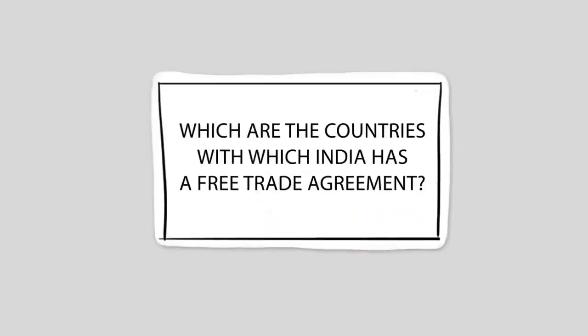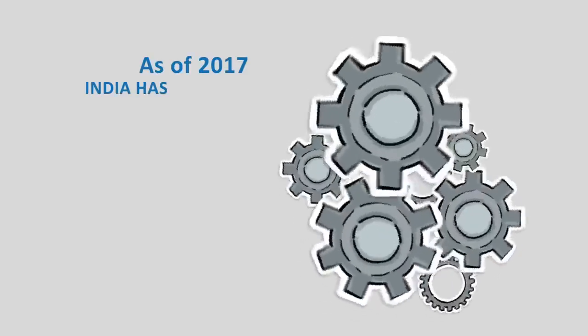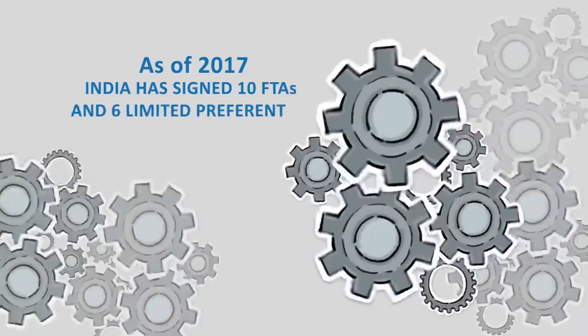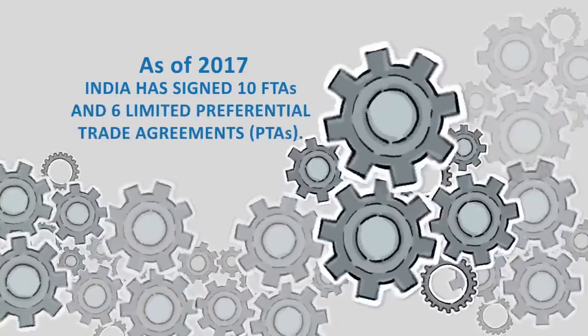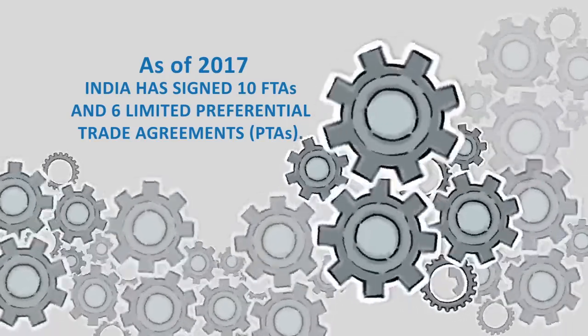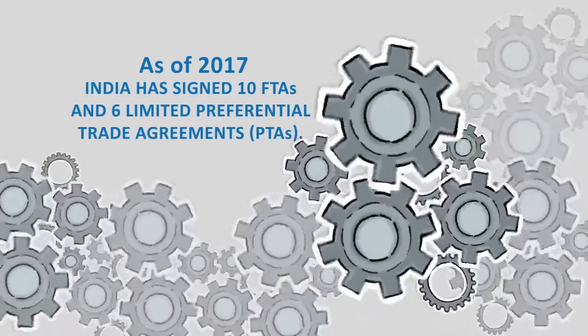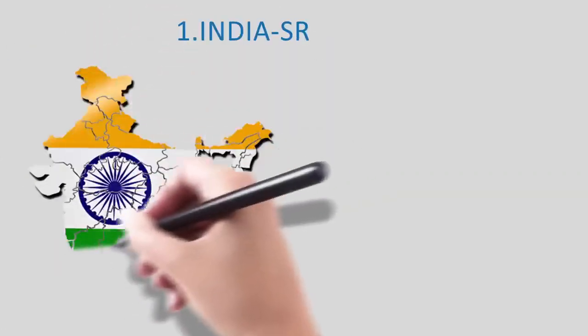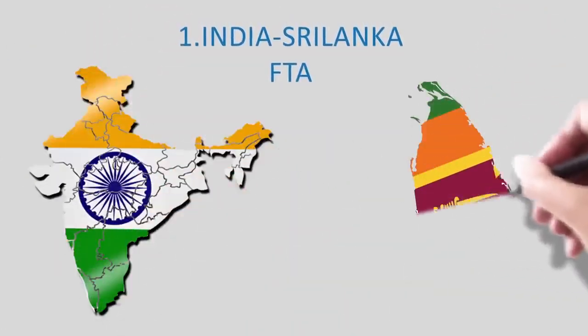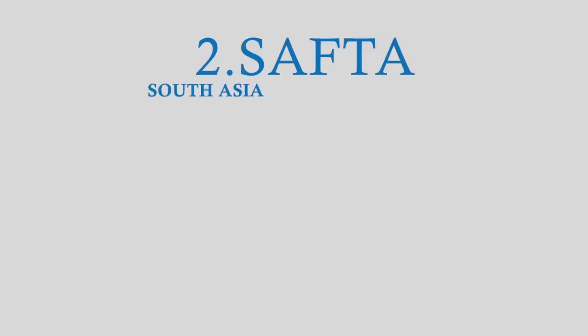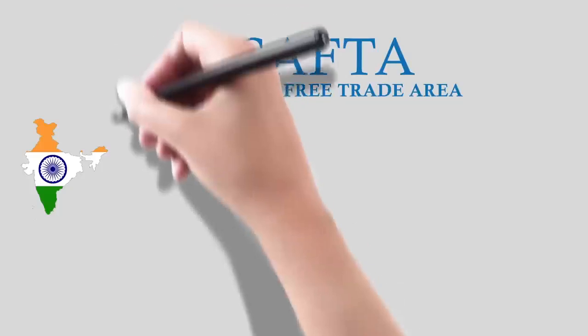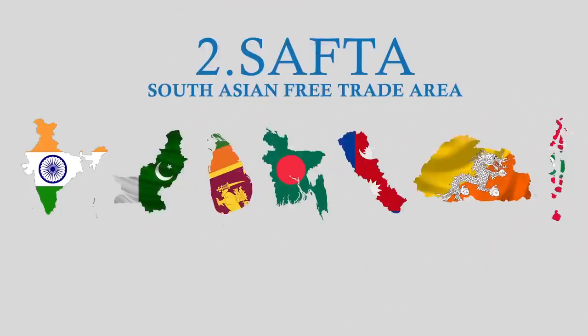Which are the countries with which India has a free trade agreement? As of 2017, India has signed 10 FTAs and 6 limited preferential trade agreements, that is PTAs. The lists of the FTAs that have been signed by India are India-Sri Lanka FTA, SAFTA, Agreement on South Asian Free Trade Area. The 7 member countries are India, Pakistan, Sri Lanka, Bangladesh, Nepal, Bhutan and Maldives.